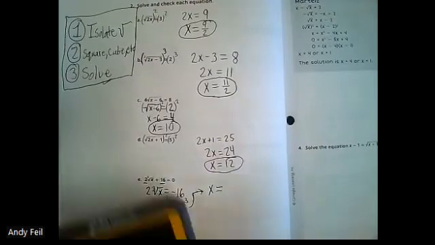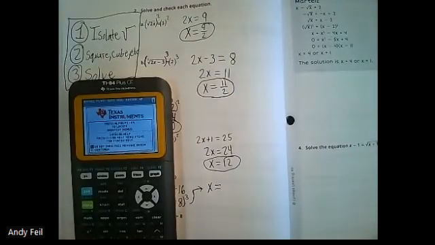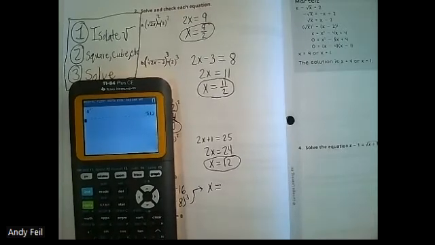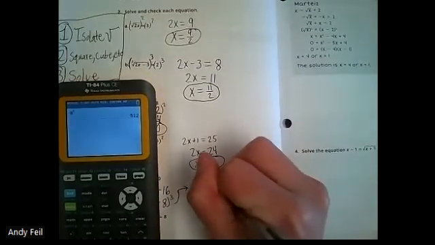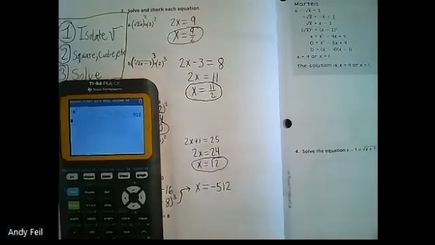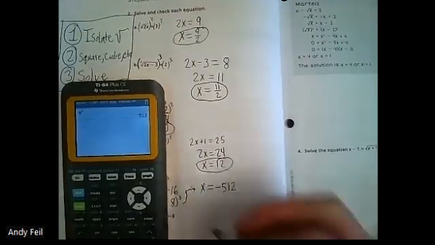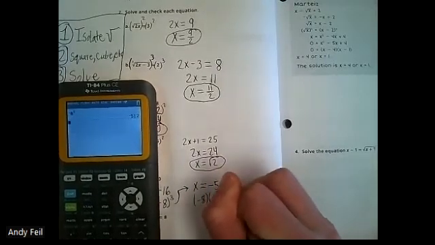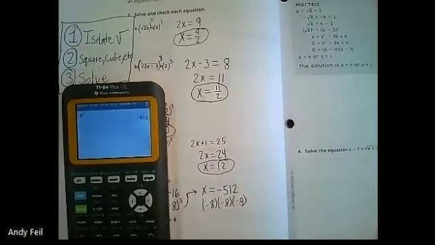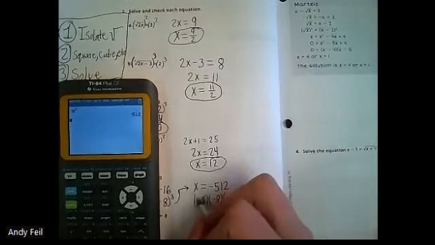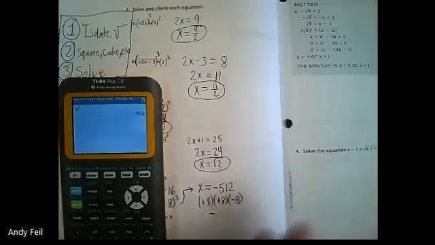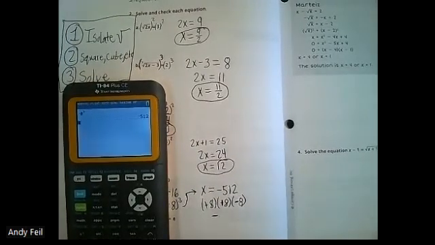Let's do it in our calculator. It is a big number. So you get negative 8 to the 3rd power, negative 512. It is a negative. Why is it a negative? The 2 negatives cancel out here, but you still have this negative that makes it negative. Okay.